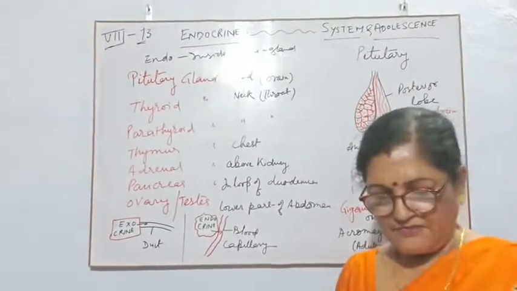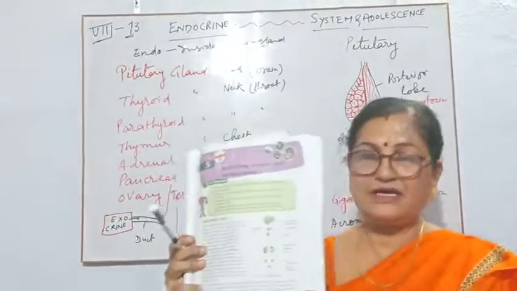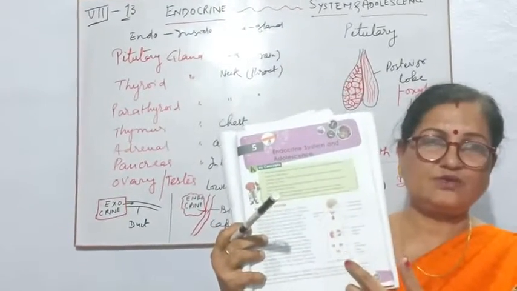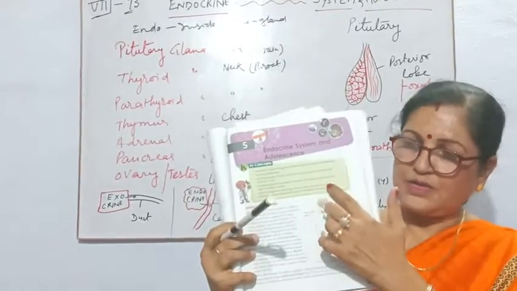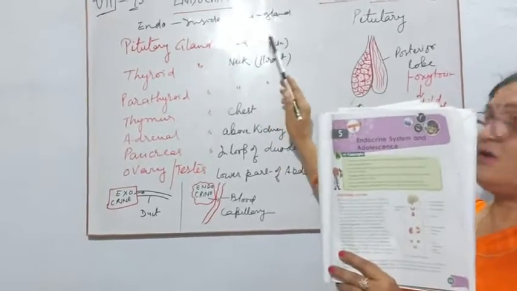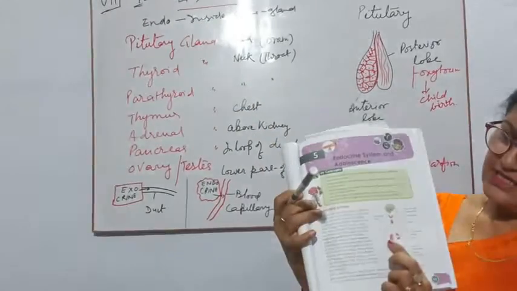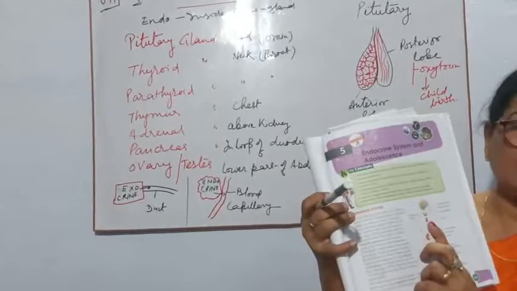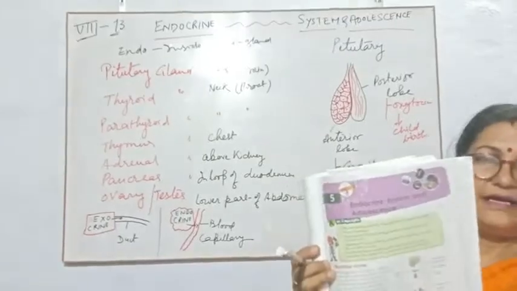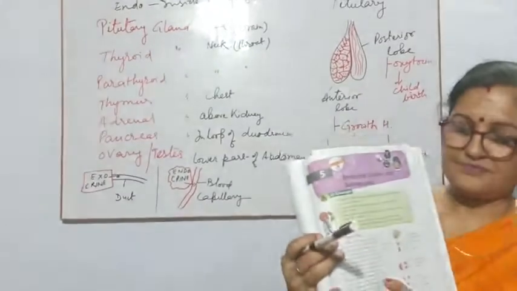Now children, if we look at this figure in your book, these are the endocrine glands present in a human body. On the top there is the pituitary gland, present in the head region, or you can say inside the brain. Next is the thyroid gland. You can see in the figure, it is in the neck or throat region. Then the parathyroid gland, which is present in or over the thyroid gland.